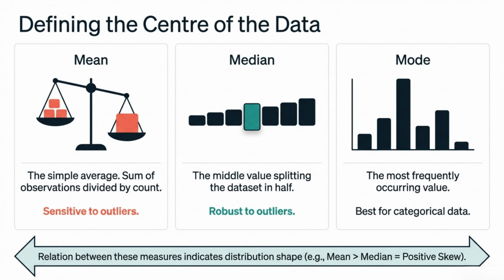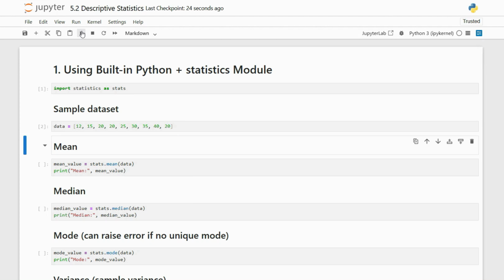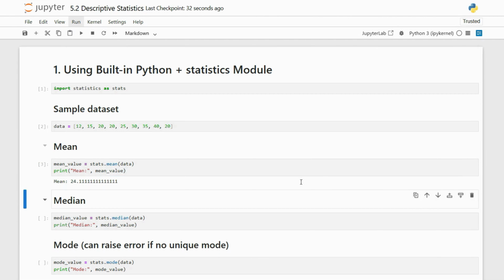The mean is simply the average. Python adds all the values and divides the total by how many numbers are present. This gives us a single value that represents the center of the data. The mean function from Python's statistics module is used to calculate the average of a set of numeric values.